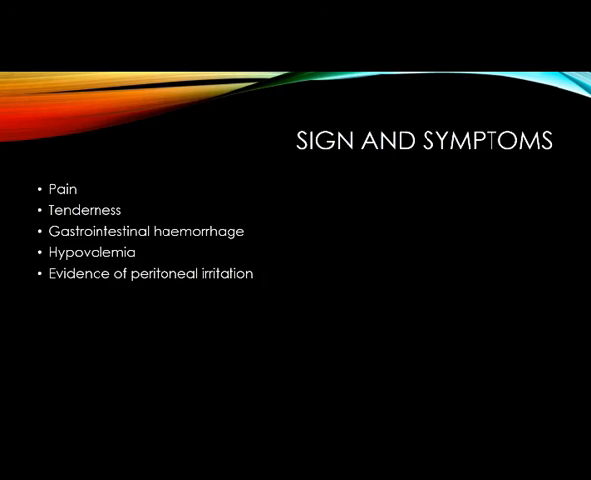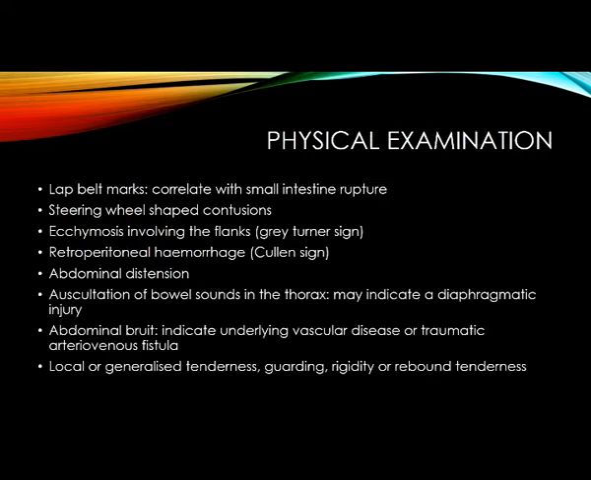This is the sign and symptom of blunt abdominal trauma. Usually, the patient will complain of pain and tenderness. Also having symptoms of gastrointestinal hemorrhage, and the patient showing hypovolemia symptoms, and also evidence of peritoneal irritation. So this is the physical examination.